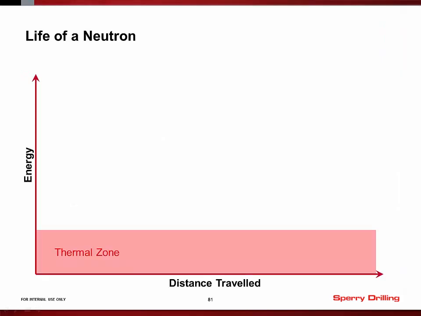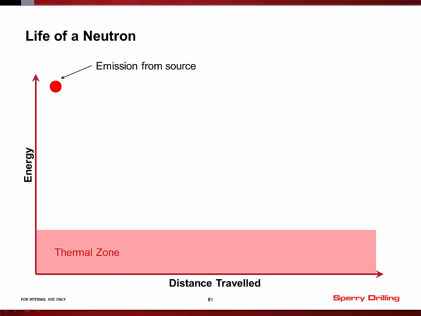Now, it's useful to think about the life of a neutron when we're thinking about how this tool works. Remember I said that the neutron source emits neutrons into the formation. Those neutrons come from the source with some high energy. They're not all exactly the same, but they all have high energy. And then as soon as they leave the source, they start colliding with the surrounding materials. That can be the borehole, the formation, the rocks, the fluids in the rocks, the tool itself. All of the materials immediately around the source are collided with by the neutrons.